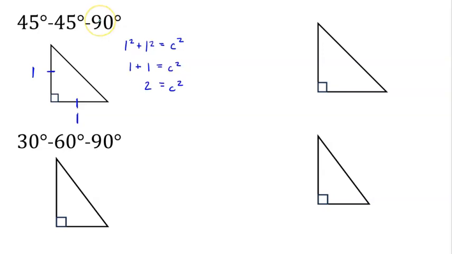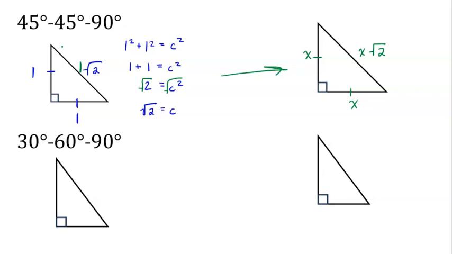And then when I take my square root, c ends up being the square root of 2. And it's also the same as saying 1 times the square root of 2. So in this case, if I have an x and an x here, then the hypotenuse is going to be x times the square root of 2. And that gives us the basis for our rule here.